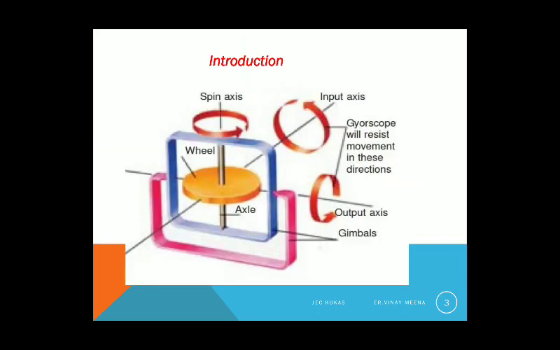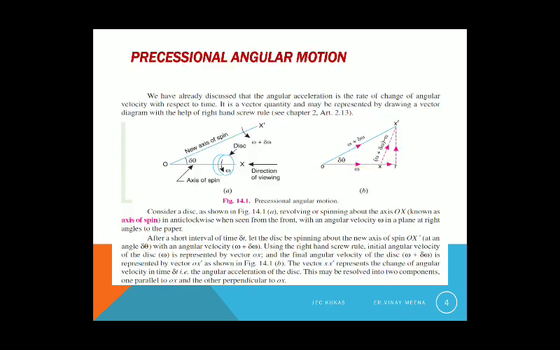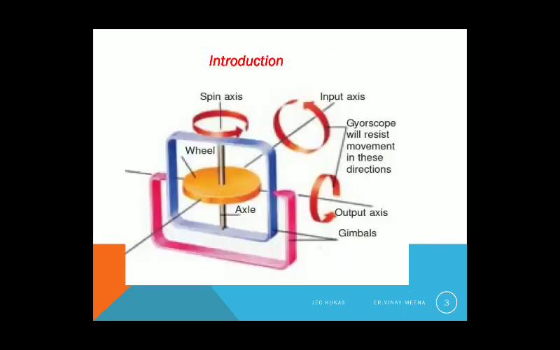Whenever the effect of any force or couple over a moving or rotating body is to be considered, it should be with respect to the reactive force or couple and not with respect to the active force or couple. Centrifugal force is equal in magnitude to centripetal force but opposite in direction. Gyroscope will resist movement in this direction.